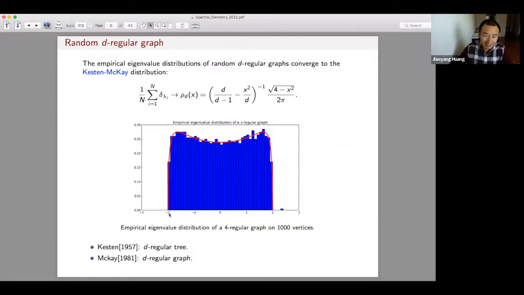As you can see, this red curve, which is the Kesten-McKay distribution corresponding to d equals 4, matches pretty well with the histogram for the eigenvalue distribution of this random 4-regular graph, even in very small bins. You can see the density matches the height of the bins. The Kesten-McKay distribution is the spectral measure for the infinite d-regular tree, as first discovered by Kesten. Later, this convergence of the random d-regular graph to the Kesten-McKay distribution was proven by McKay in 1981.